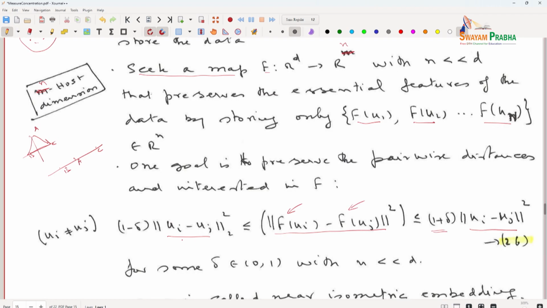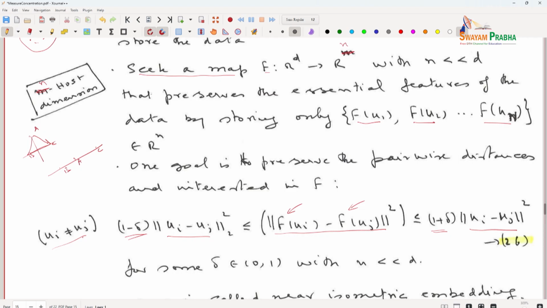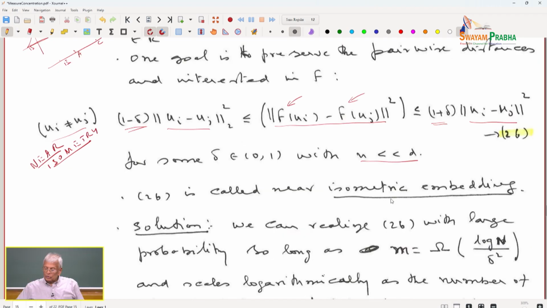If delta is small, in between 0 and 1, 1 plus delta is the upper bound, 1 minus delta the lower bound. This means the distance between the images doesn't differ too much from the distance between the original two objects. So for ui not equal to uj, if inequality 26 holds good, for n much less than d, we call it near isometry. 26 is called near isometric embedding, as I talked about.